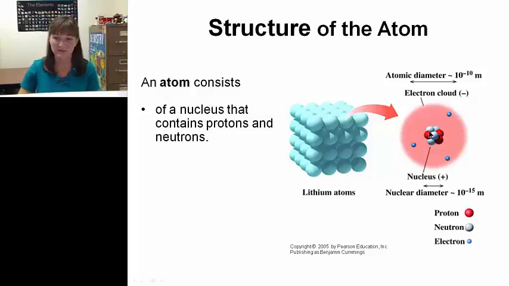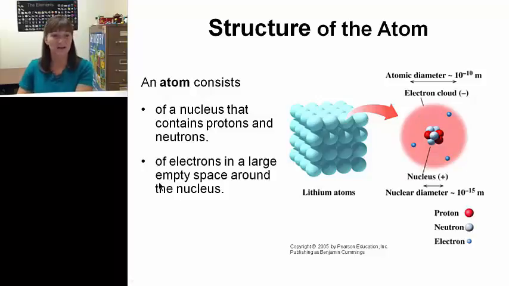So if we look at this picture over here, well, let's just take a more global view of this picture. We've got lithium atoms. So let's say we've got a chunk of lithium metal, and focusing on how those lithium atoms are stacked upon each other. And if we focus just on one single lithium atom here, we're going to find out that inside that atom is a nucleus, and that's where we find the neutrons and protons. Outside the nucleus is where we find the electrons. So an atom consists of electrons in a large empty space around the nucleus.